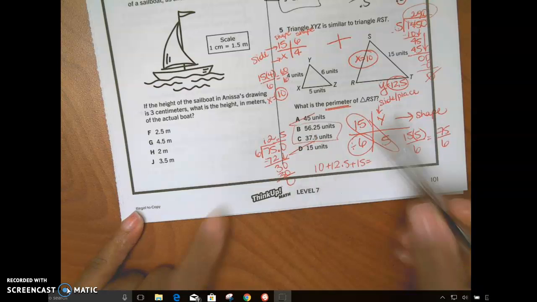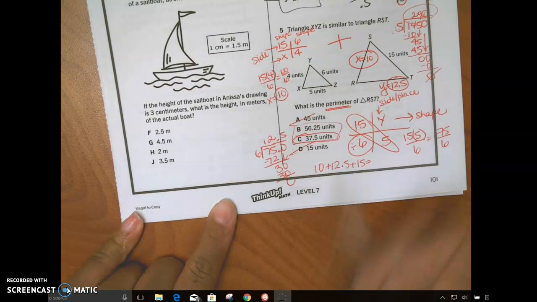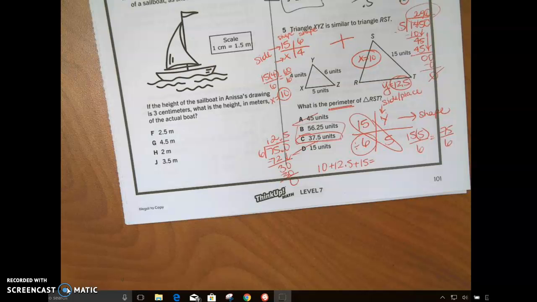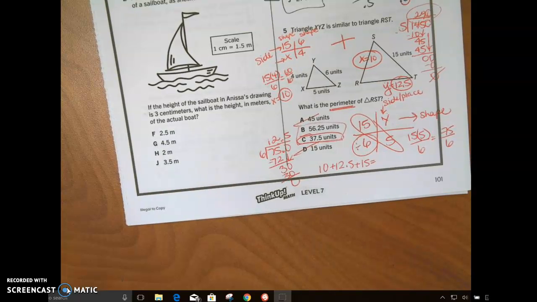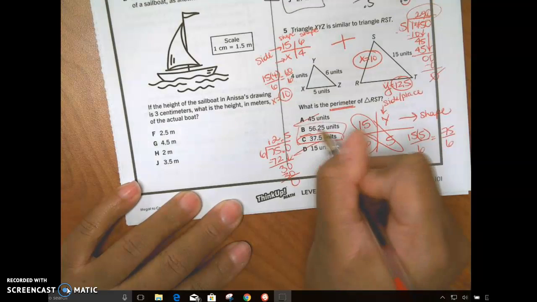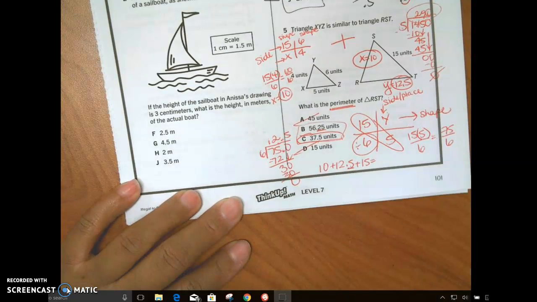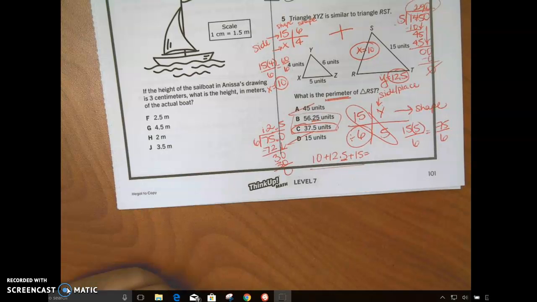37.5. Why is B not the answer? I could have chosen my answer a long time ago. Why is B not it? Because what? But why? Why is B wrong? If you add it, it wouldn't. Wait. No. Why? Yes. Because it ends with a quarter. I need something that ends with 50 cents. I don't have any quarters down here. Go ahead.